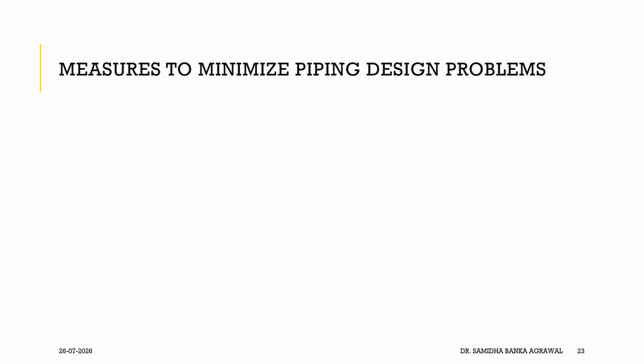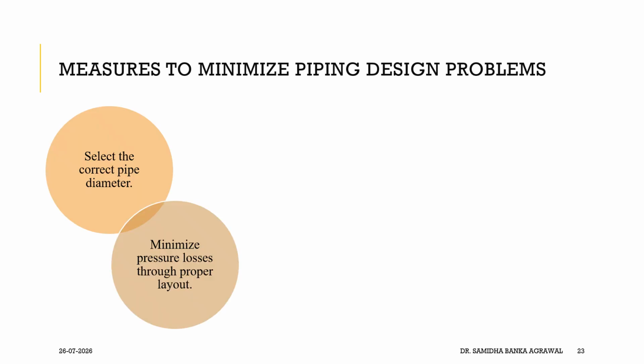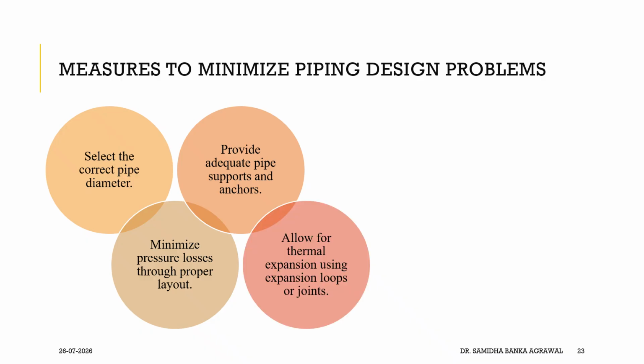Now let us look at what measures should be taken to minimize the piping design problems. First one is we should select the correct pipe diameter. Then we should minimize the pressure loss through proper layout. We can provide adequate pipe support and anchors. We should allow flexibility for thermal expansion using expansion loops or joints, and we should even see if there is possibility of compression.